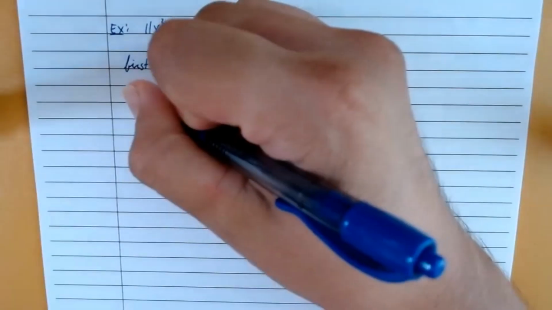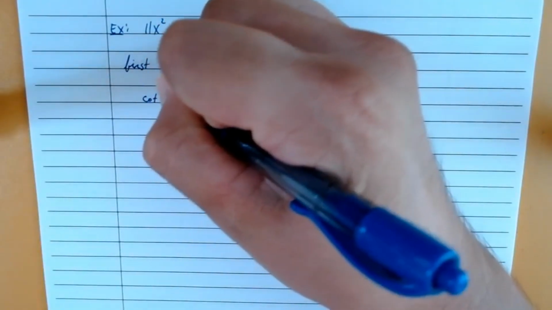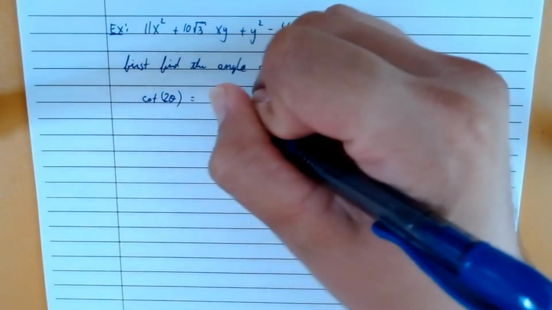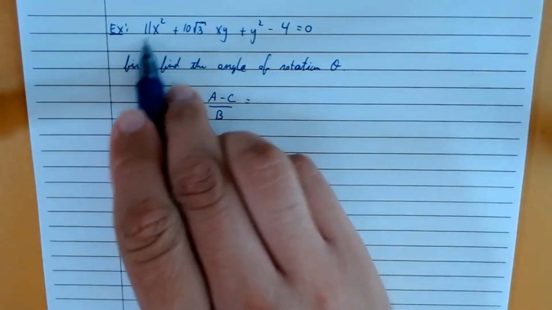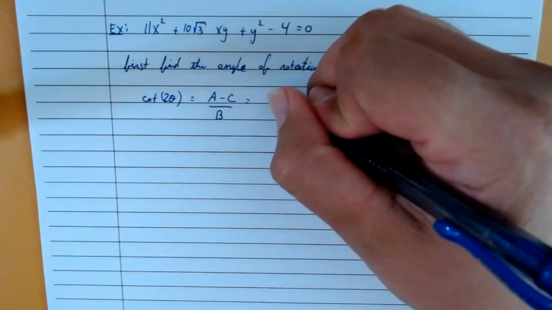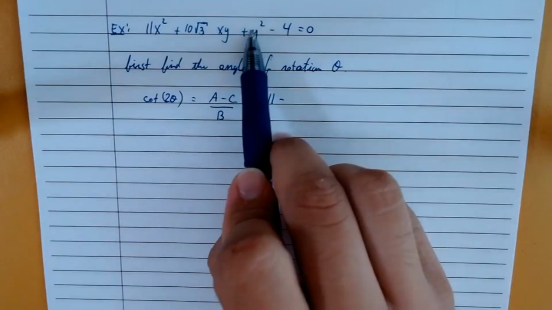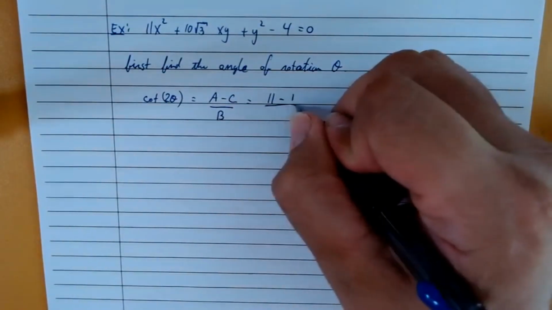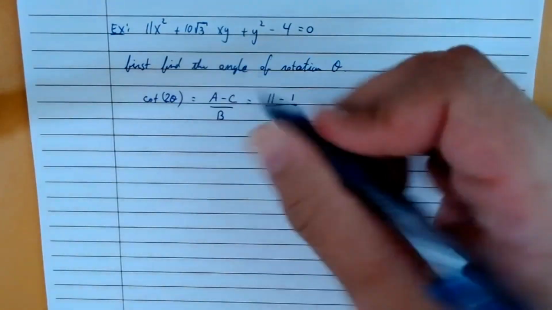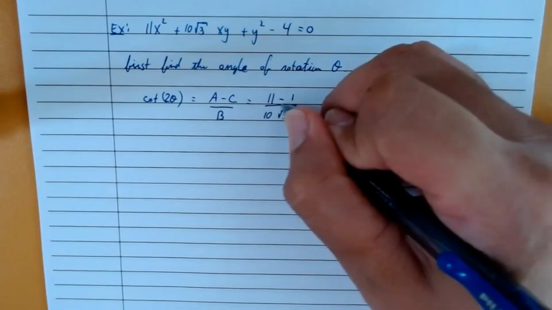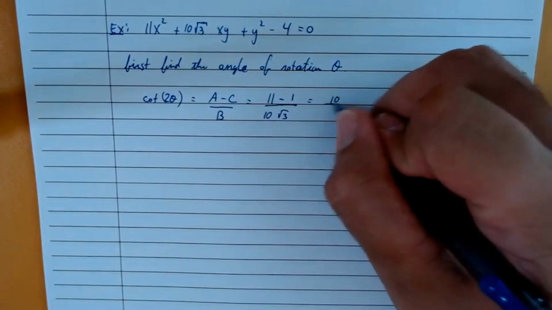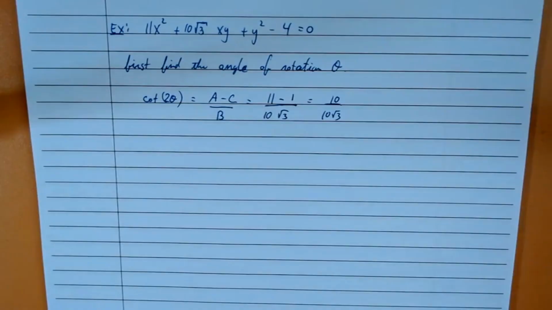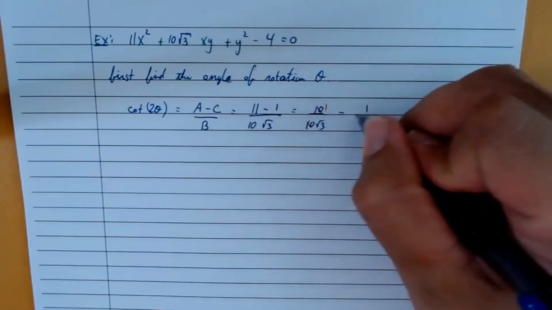Okay, so we know that the cotangent of double the angle that we're looking for, the cotangent of 2 theta, is equal to a minus c over b, where a is the coefficient of the x squared term, c is the coefficient of the y squared term, and b is the coefficient of the mixed term, the xy term. Like this. So 11 minus 1 is 10 over 10 root 3. Since 10 over 10 reduces down to the number 1, really that's just 1 over root 3.